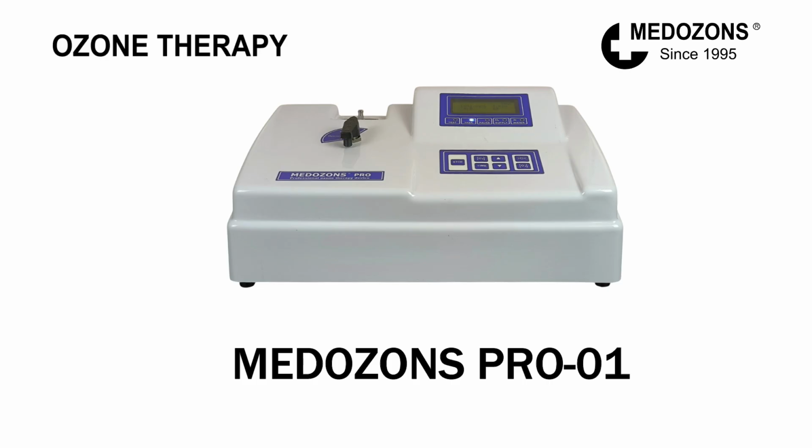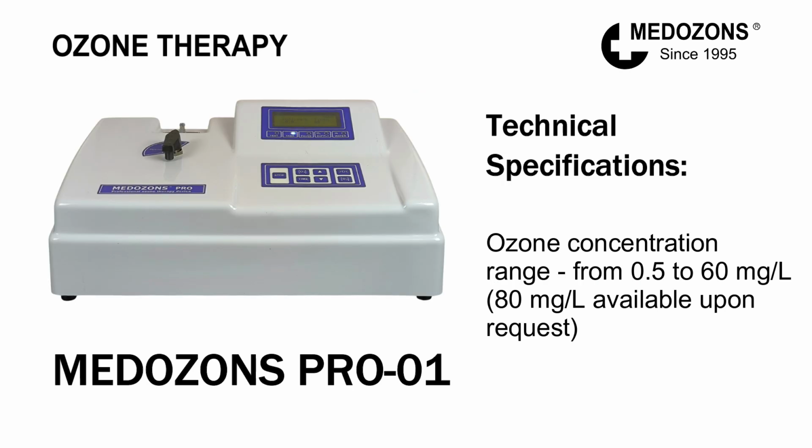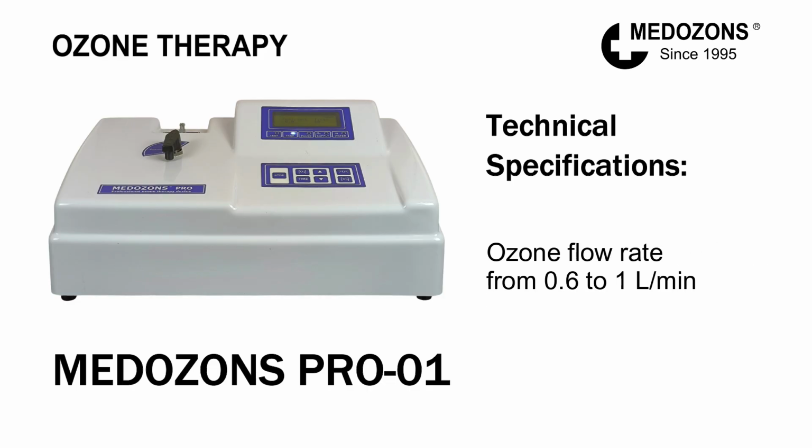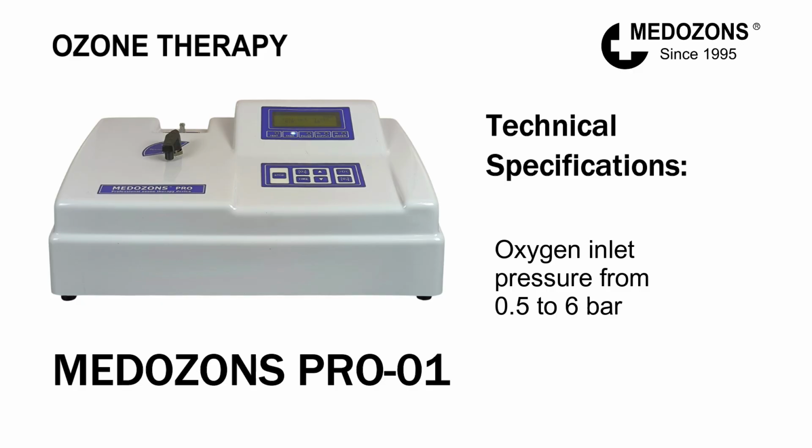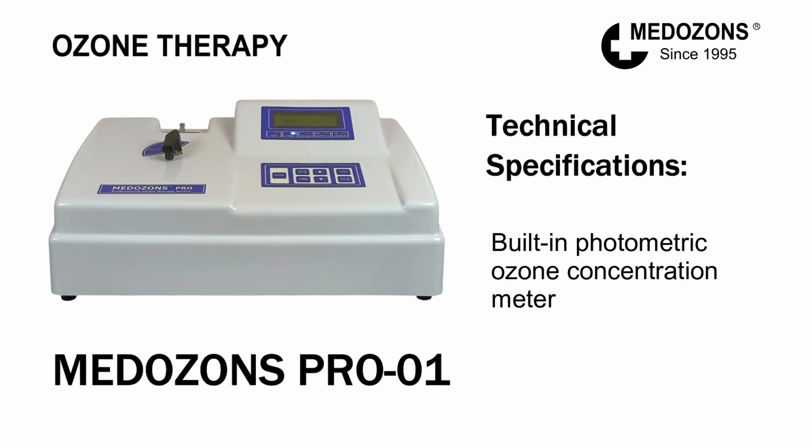Medozons PRO-01 Technical Specifications. Ozone concentration range from 0.5 to 60 mg per liter. 80 mg per liter available upon request. Ozone flow rate from 0.6 to 1 liter per minute. Oxygen inlet pressure from 0.5 to 6 bar. Built-in photometric ozone concentration meter.